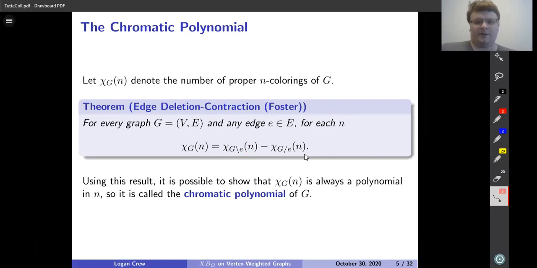For example, we can use this to show that chi_G(n) is always in fact a polynomial. If we have a graph with no edges, the number of ways to give it n-colorings is the number of vertices to the nth power. We make a choice, it's n to the number of vertices. We make n choices for each vertex. And then as long as we have an edge, we can apply deletion-contraction and use induction to show that every corresponding thing then is a difference of polynomials.